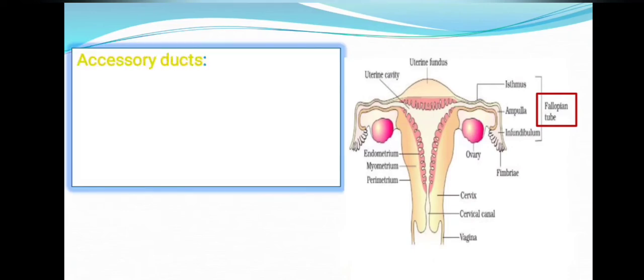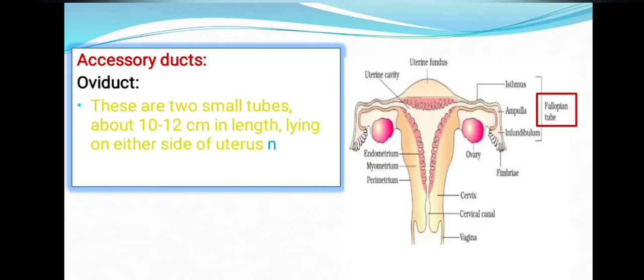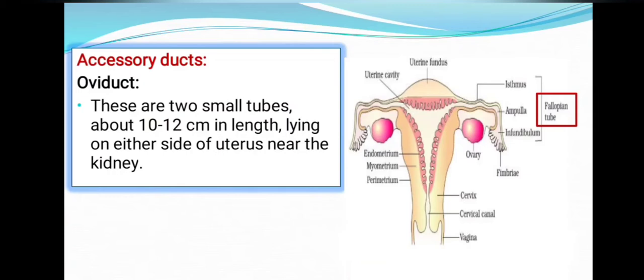Let us move on to the accessory ducts. These consist of the oviduct, in plural oviducts. These are two small tubes about 10 to 12 centimeters in length, lying on either side of the uterus near the kidney. You can see here is the uterus, and these fallopian tubes or oviducts are lying on either side of the uterus nearer to the kidney.